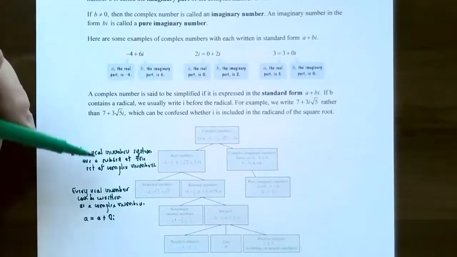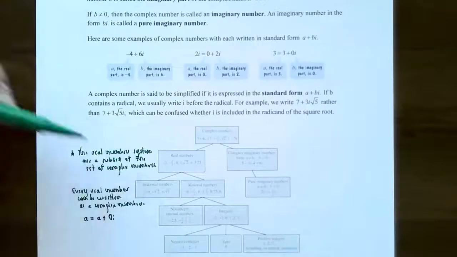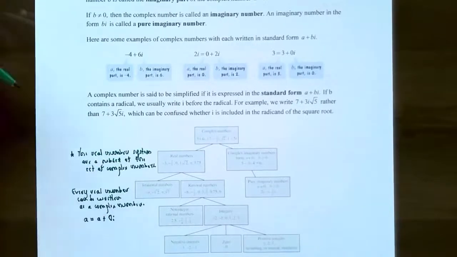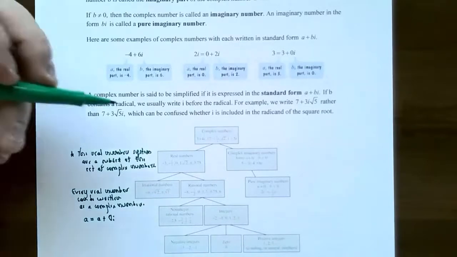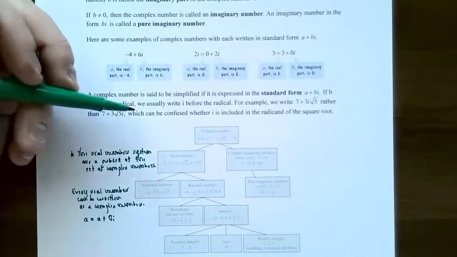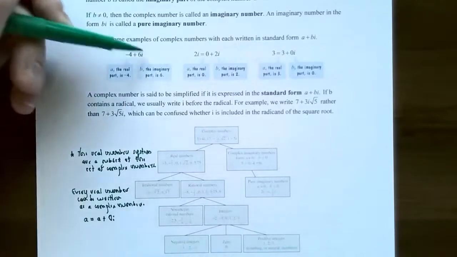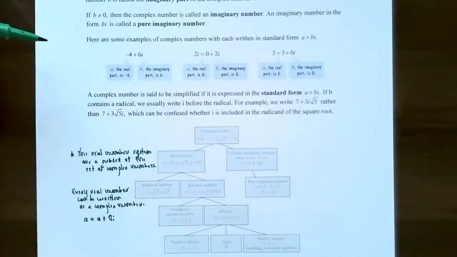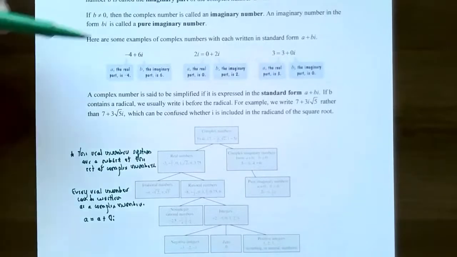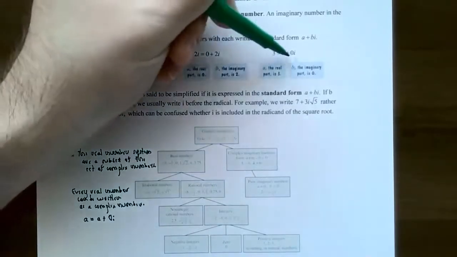So that means the complex number system is actually larger than the real number system, because the real numbers are a subset of the complex numbers. Every real number can be a complex number, but not the other way around. Not every complex number is a real number. So if you have an answer that involves i's, that's a complex number, but it's not a real number. But every real number can be written as a complex number.